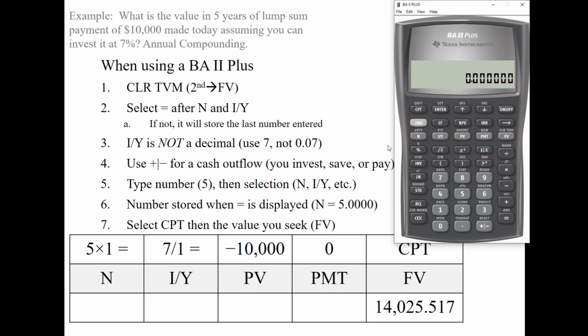The first thing we always want to do is make sure that we clear our time value of money worksheet by hitting second and FV. Then we'll type in our inputs. Our first is our number of time periods, and that's going to be 5 times 1 equals. And then I'll select N. The next will be our interest rate or our yield, and it's important to remember to use the whole number, not the decimal, whenever typing it in. So I'll type in 7 and then hit IY.